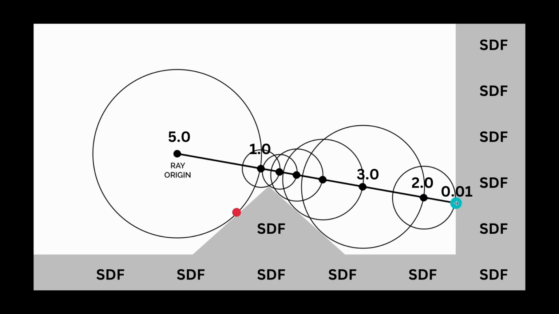And then when we check the algorithm again, this time the SDF function is going to return a very small number, really close to 0. And that's when we know that we can stop running our algorithm because we have hit the edge of the SDF.